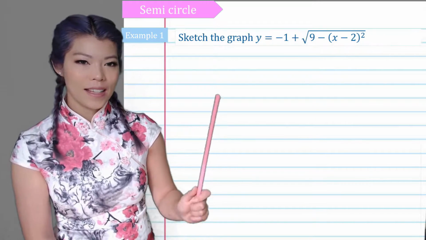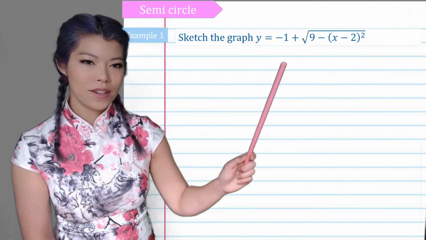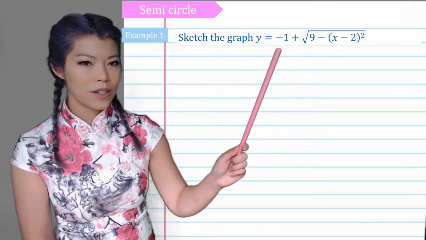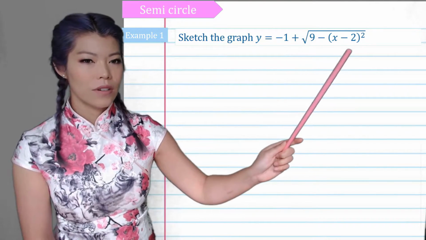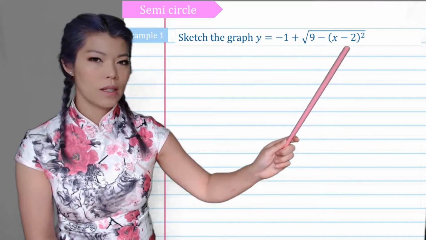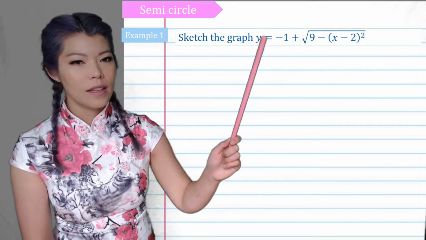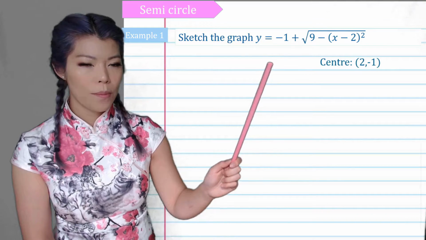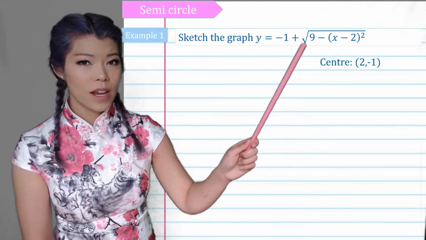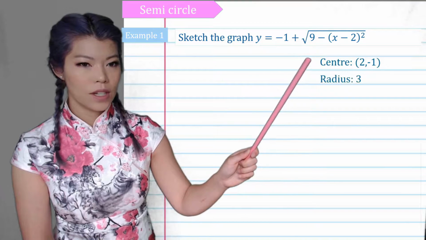Example 1. Sketch the graph of that equation. Now we know that's our vertical translation, our horizontal translation, and our radius. So horizontal translation of 2 means it's been moved to the right by 2 and down by 1. So our center is at (2, -1). And our radius is the square root of 9, which is 3.